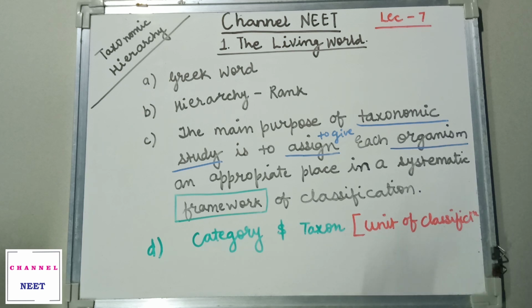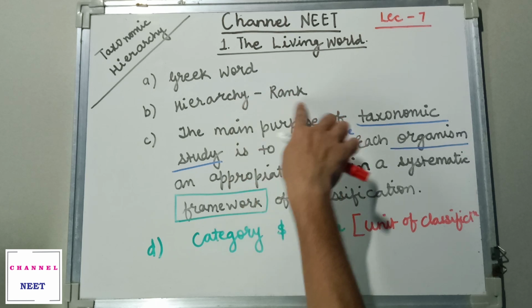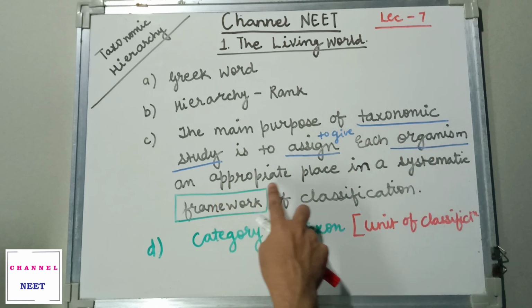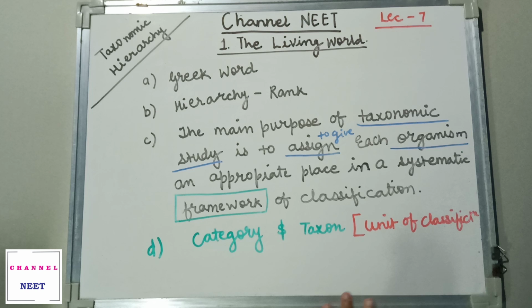Okay, fine. So I'll just revise. Taxonomic hierarchy is a Greek word. Hierarchy means rank. The main purpose of taxonomic study is to assign each organism an appropriate place in the systematic framework. Remember this word framework of classification while classifying an organism. Then you should know two words, that is category and taxon. And taxon is nothing but a unit of classification.